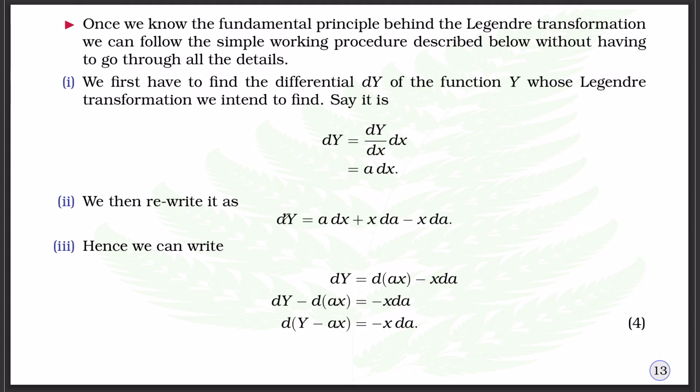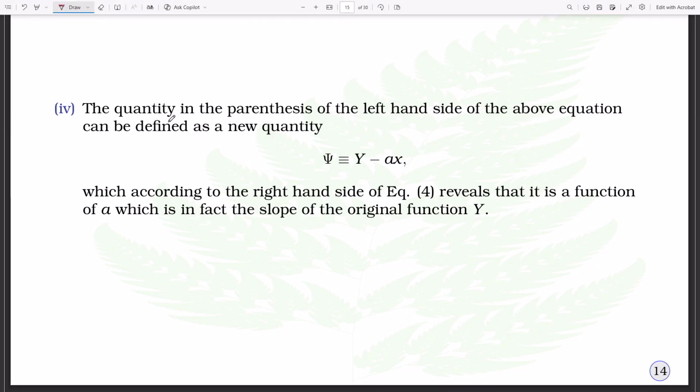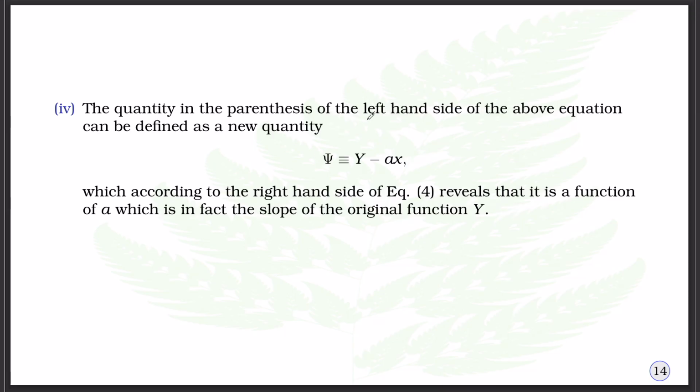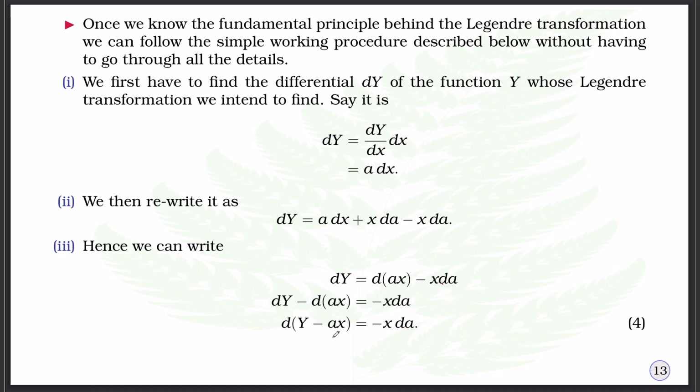Hence we can write dy as the differential of ax minus x times dA. Then the term d of ax comes to the left side: dy minus d of ax equal to minus x times dA. Then take the differential here, that means the product rule again: differential of y minus ax equal to minus x times dA.